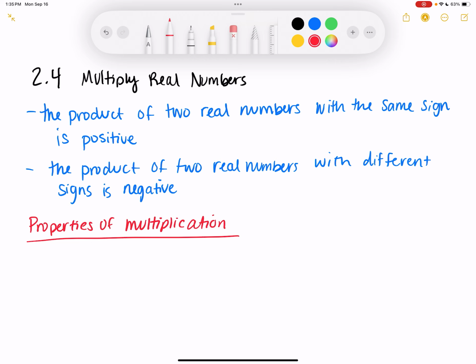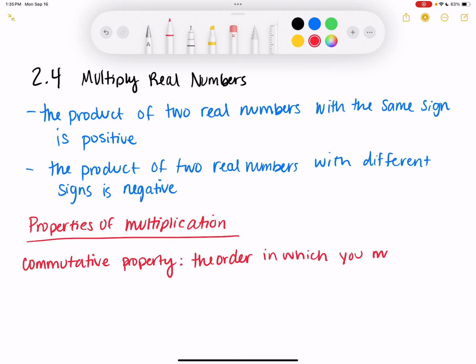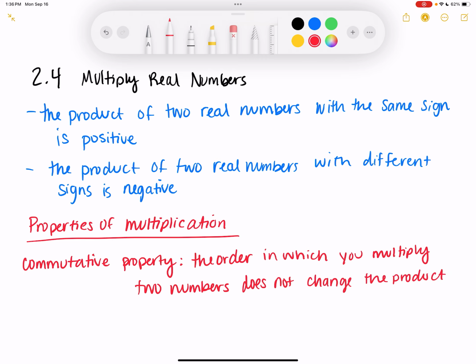The commutative property says the order in which you multiply two numbers does not change the product. So A times B is equal to B times A.